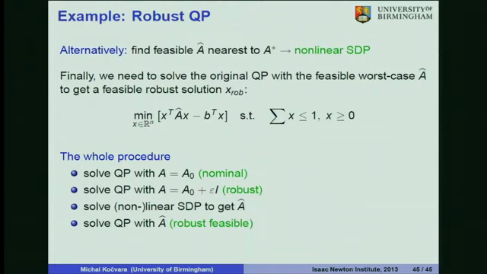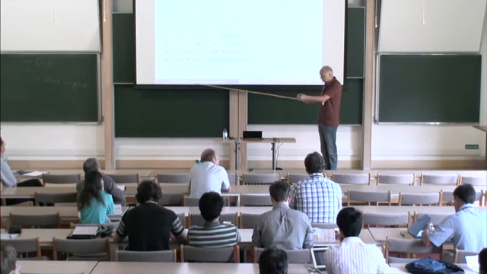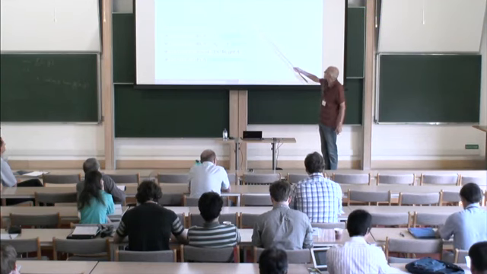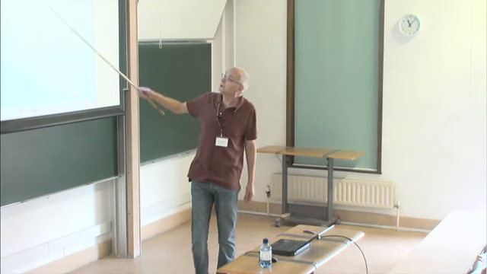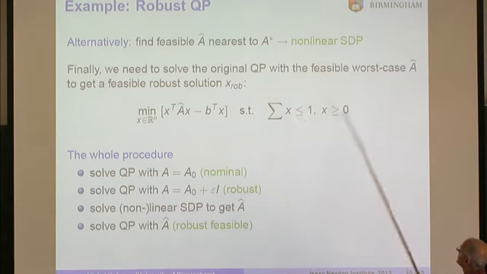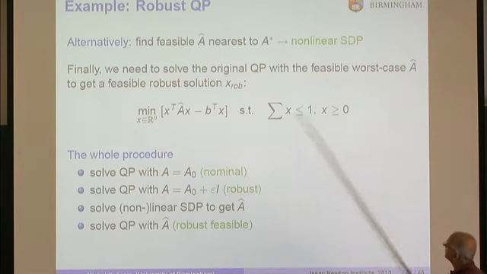So it's your choice, linear or nonlinear SDP. We will get a matrix A hat, which is a perturbed matrix, let's say the worst case matrix, but feasible with the new constraint. And finally we need to get the solution of the QP with the new matrix. So we have to solve one more QP with that new matrix.